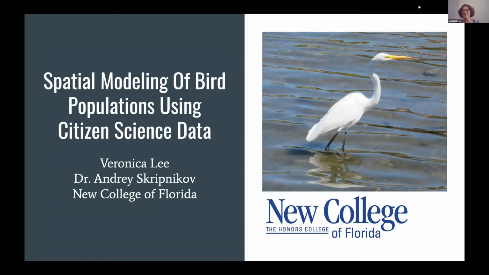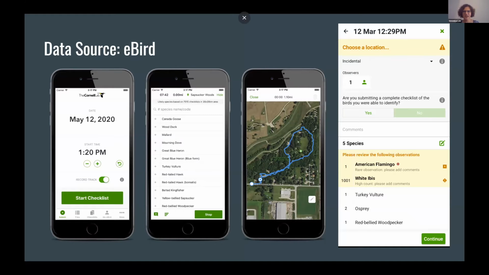Okay, well, hello, my name is Veronica Lee, and I am a recent graduate from New College of Florida. I'm here today to present my research on the spatial modeling of bird populations using citizen science data. I first developed this research as my undergraduate thesis for my degree in statistics from New College, and the advisor for this research is Dr. Andrei Skripnikov. So I'll begin with a bit of background.